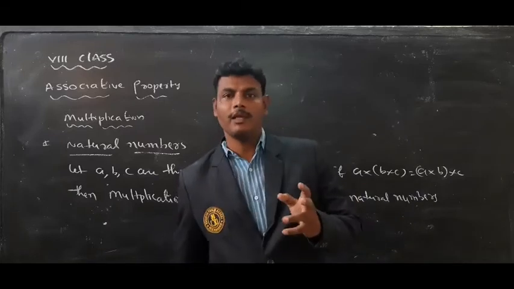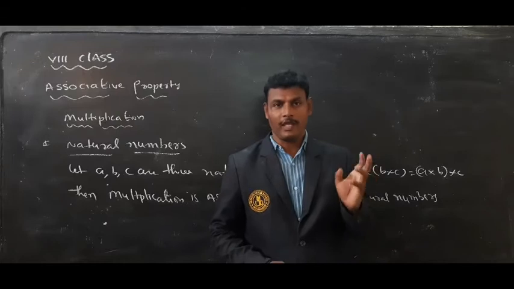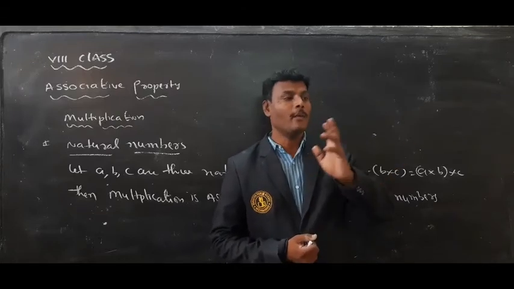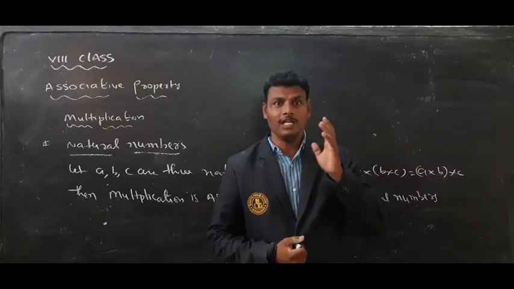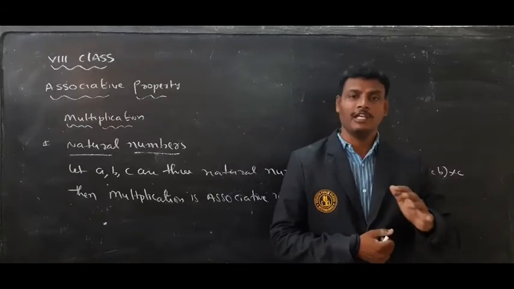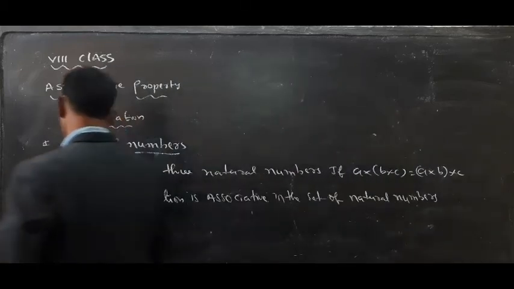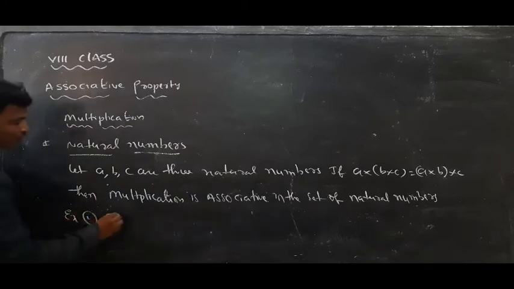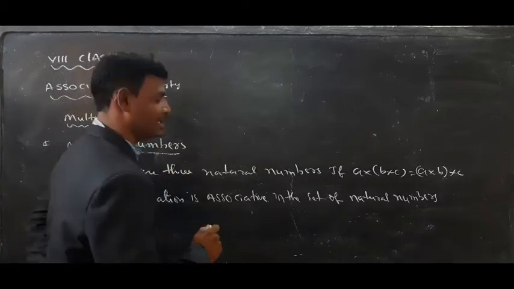Let a, b, c be three natural numbers. If the product of (a × b) × c is equal to a × (b × c), then we can say multiplication is associative in the set of natural numbers. So I am going to take some examples. Here, example 1: 2, 3, 6 are three natural numbers.